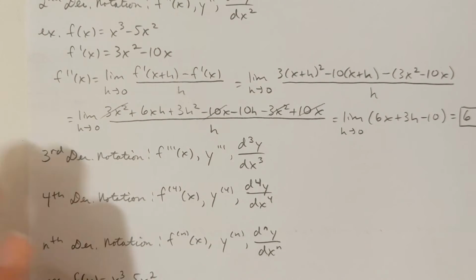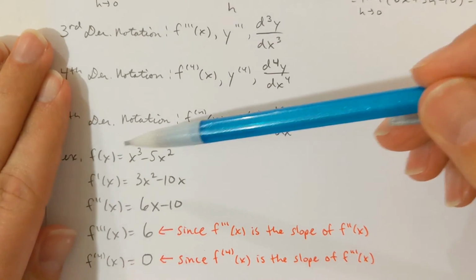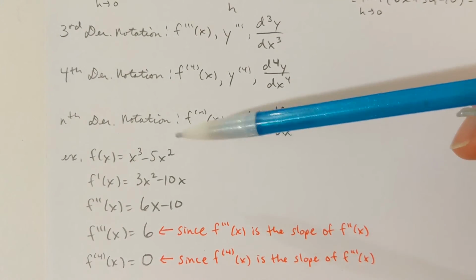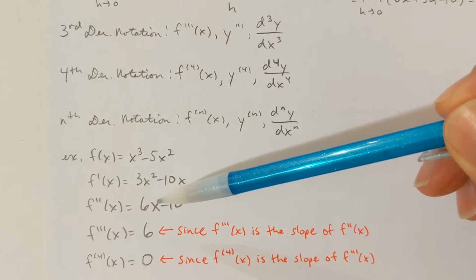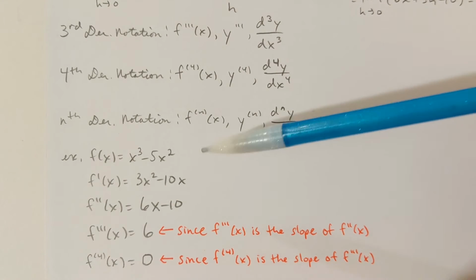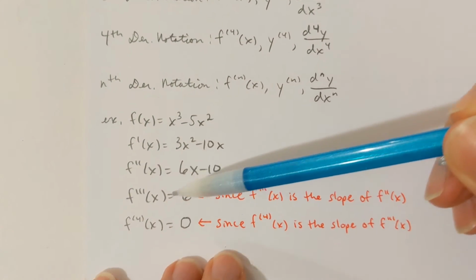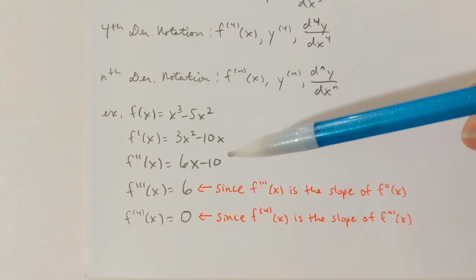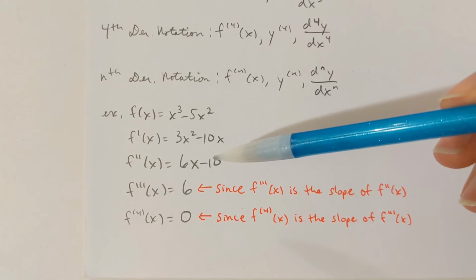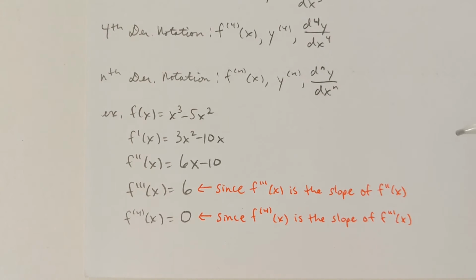Let's go back to the example I started with up here. So f of x is x cubed minus 5x squared. f prime of x is 3x squared minus 10x. f double prime of x is 6x minus 10. We've done that already. And so what if we wanted to know the third derivative of f with respect to x? Well, I could apply the limit definition if I want, or I could just go right to the answer and say it's 6.